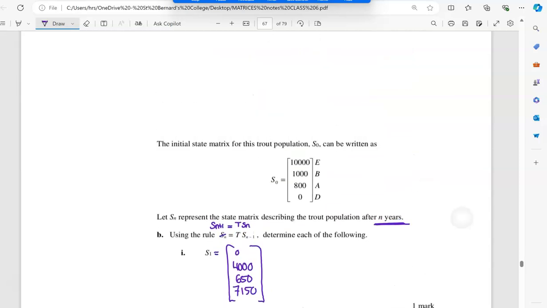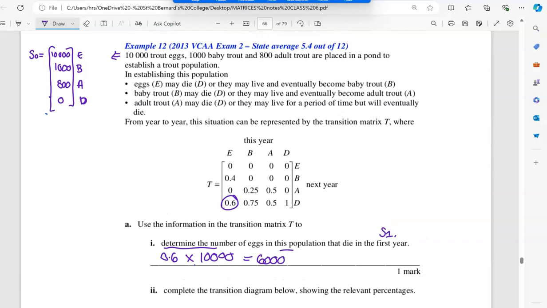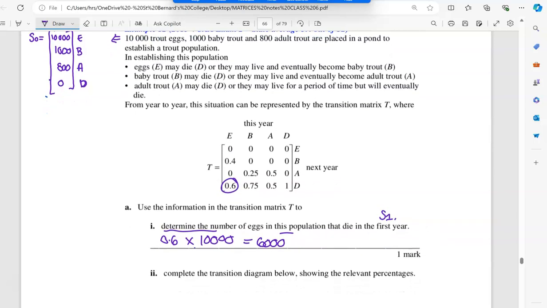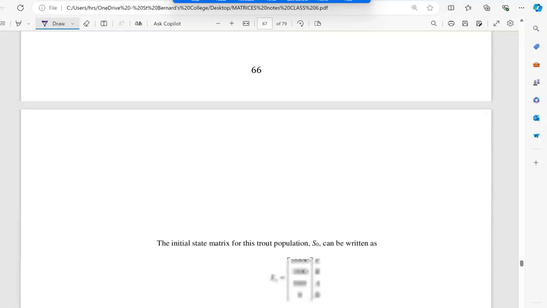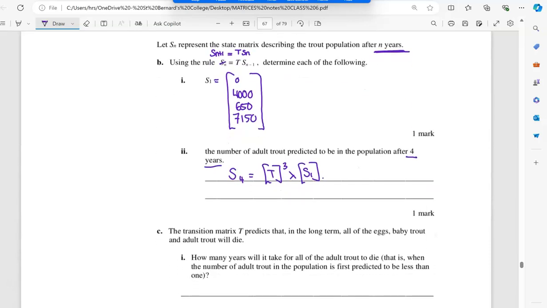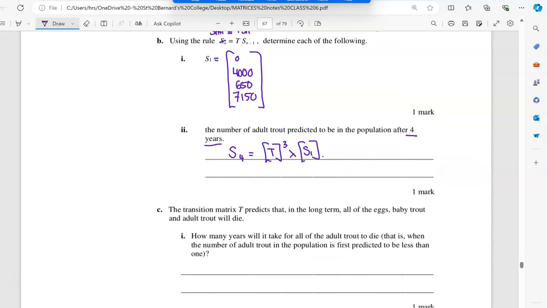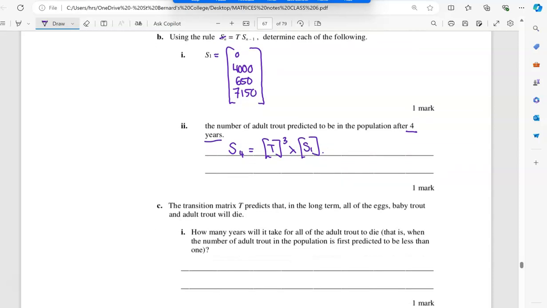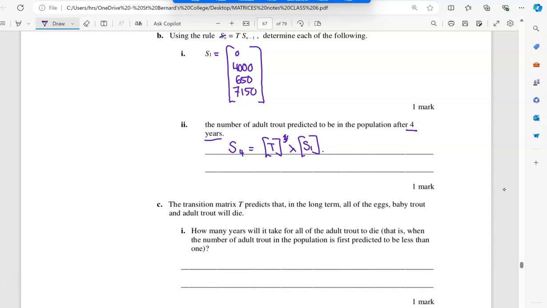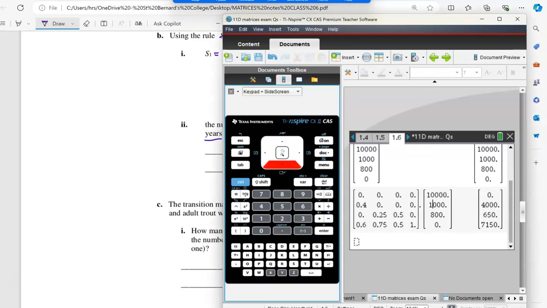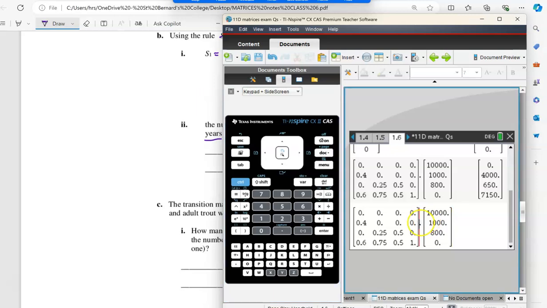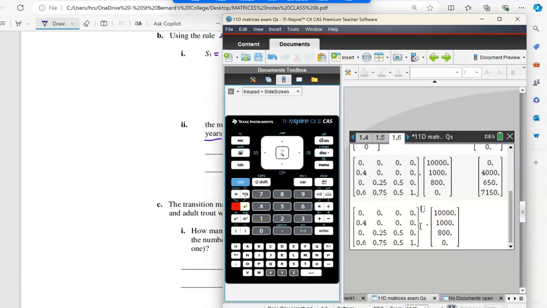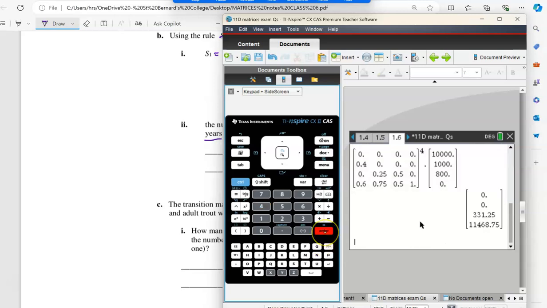So let's just check what they said for the first year. Yeah, so that was what we had in the first year. So S1 is actually after 1 year. So then after 4 years will be S3. Or we could use S0 to the power of 4, whichever. So let's go have a look at that. I'm just going to highlight that again. Because that's S0 in there, I'm going to raise it to the power of 4. And there we go. And I'll just write it over here.